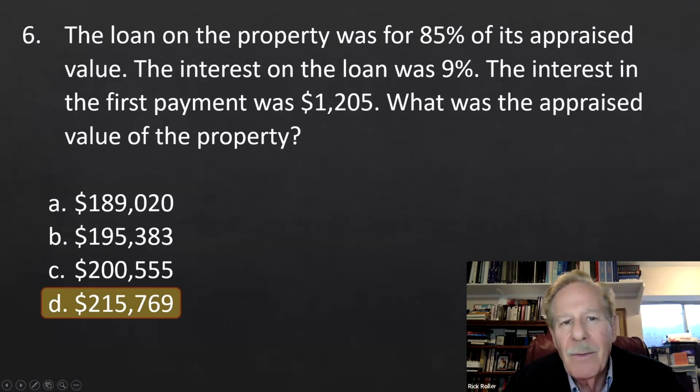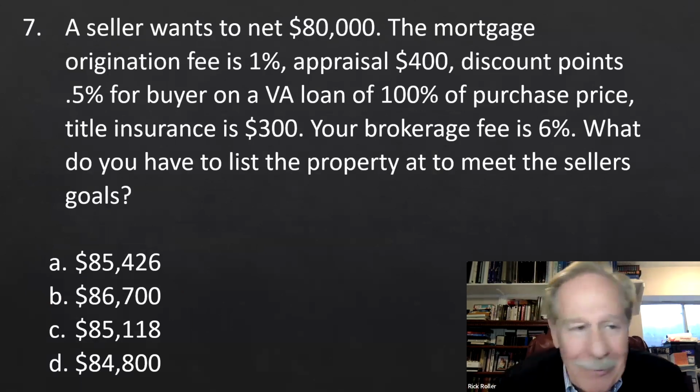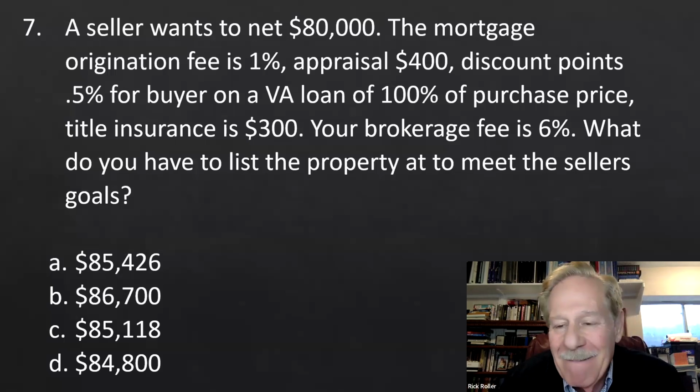Number 6 says the loan on a property was for 85. Oh, we just did that. Number 7. All right. Okay. Yeah. Give me a break. A seller wants to net 80 grand.